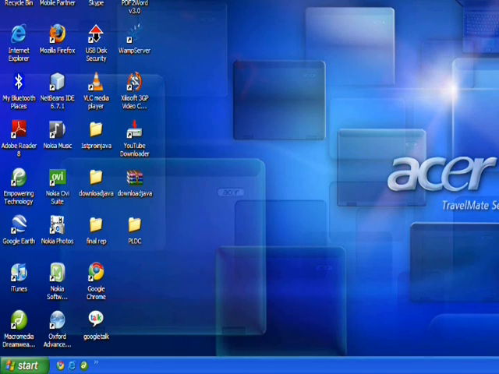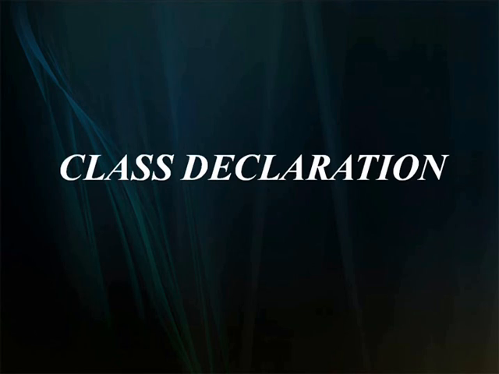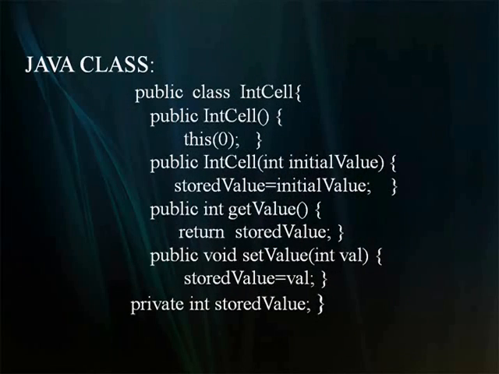Hope you all understand how to compile and run a simple basic program in both languages. Next, we will look into the differences between C++ and Java in a detailed manner. Class declaration. In class declaration, first, we will see one example to show how classes are declared in Java and C++.